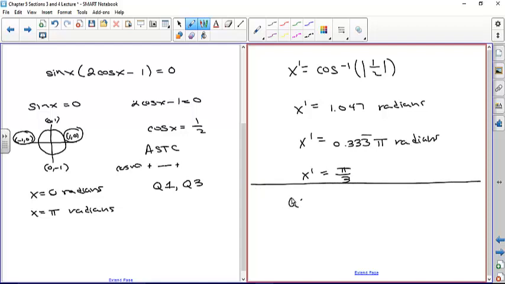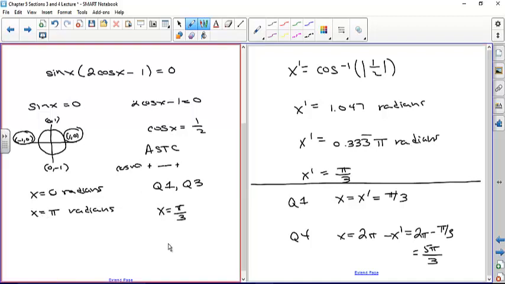Then my first quadrant solution, x, is just equal to the reference angle, just pi over 3. And my fourth quadrant solution is 2 pi minus the reference angle. So that's 2 pi minus pi over 3, which is 6 pi over 3 minus 1 pi over 3, 5 pi over 3. So this gave me two solutions, and I get two additional solutions. I get x is equal to pi over 3. I get x is equal to 5 pi over 3.